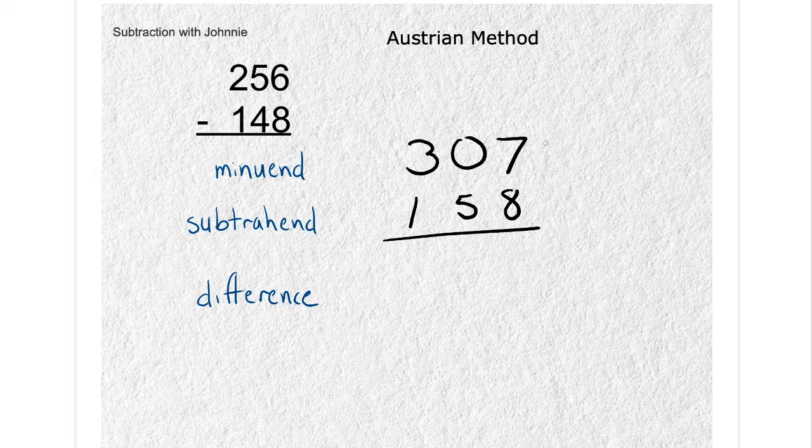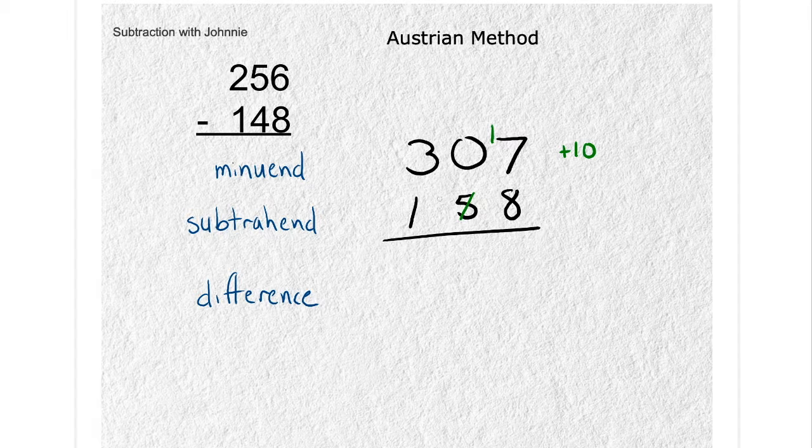Let's look at the ones column. 7 ones minus 8 ones. We've talked about that before. What are we going to do about it? Well, let's just make the 7 to 17. So I've added 10. I will have to add 10 also to the subtrahend. Since I've added 10 to the minuend, let's give 10 to the subtrahend.